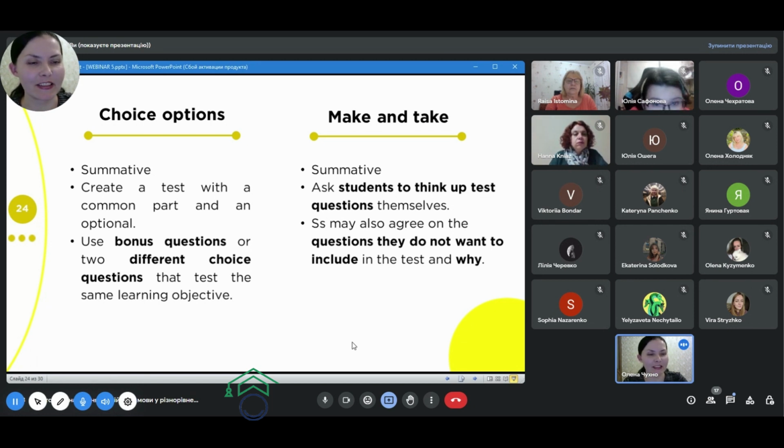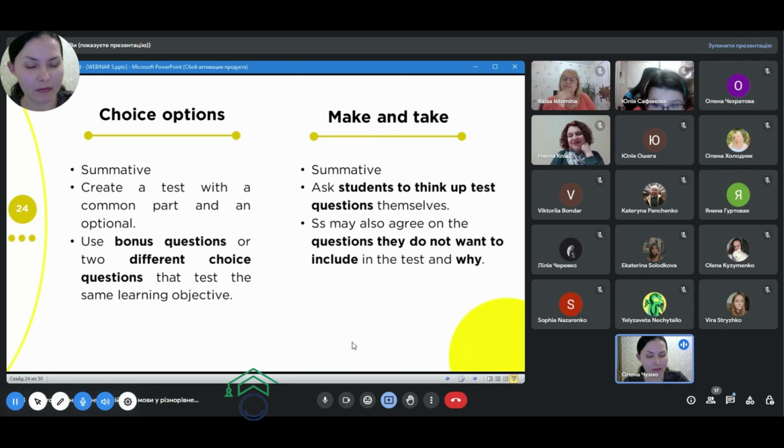The next one is also great, I would say, make and take. So make a test and take it. Can be used for summative assessment. You ask all your students to think up test questions themselves, and then they take this test.